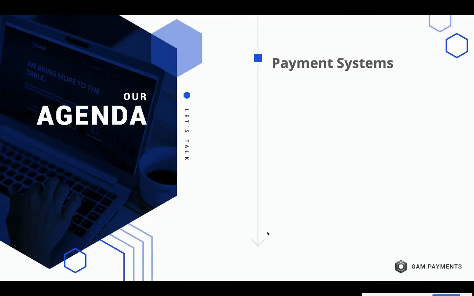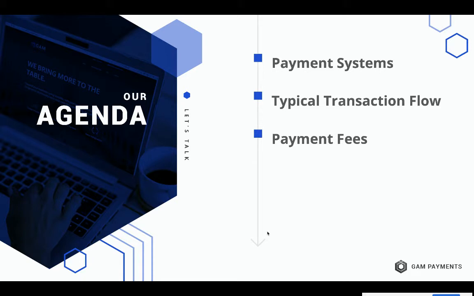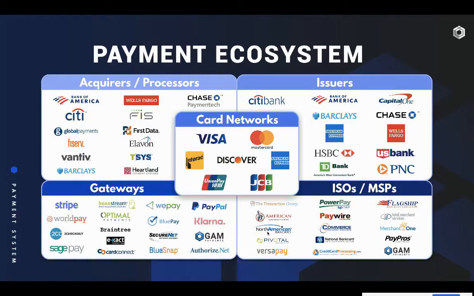Let's get started. So the first thing we want to look at is what is a payment system? Second is what is a typical transaction flow and how those payment systems interact. Then looking at the payment fees themselves for a typical transaction, then how to control the fees. And then of course, a thank you, because it's always good to say thank you. If you've got any questions or anything in detail, feel free to reach out to me directly because everyone has unique and different situations. So first, the payment system.